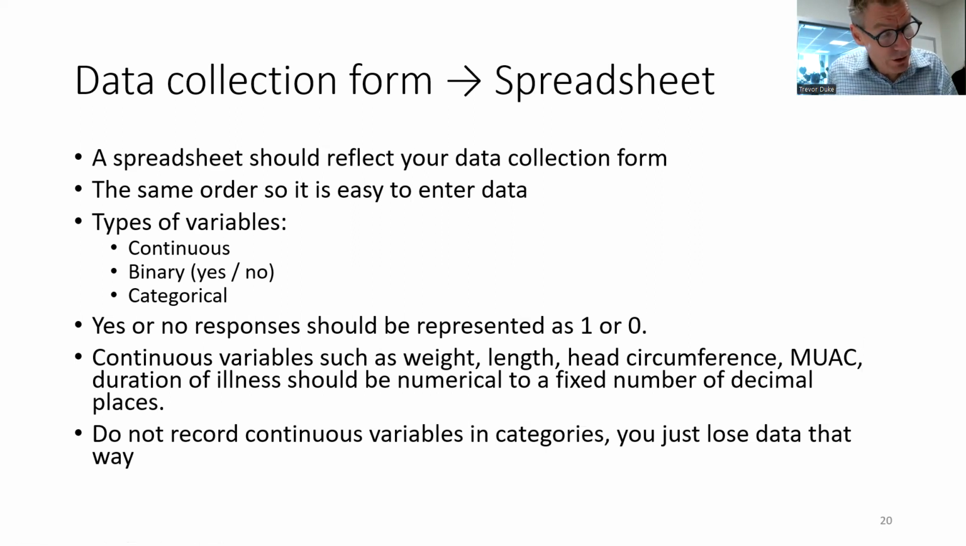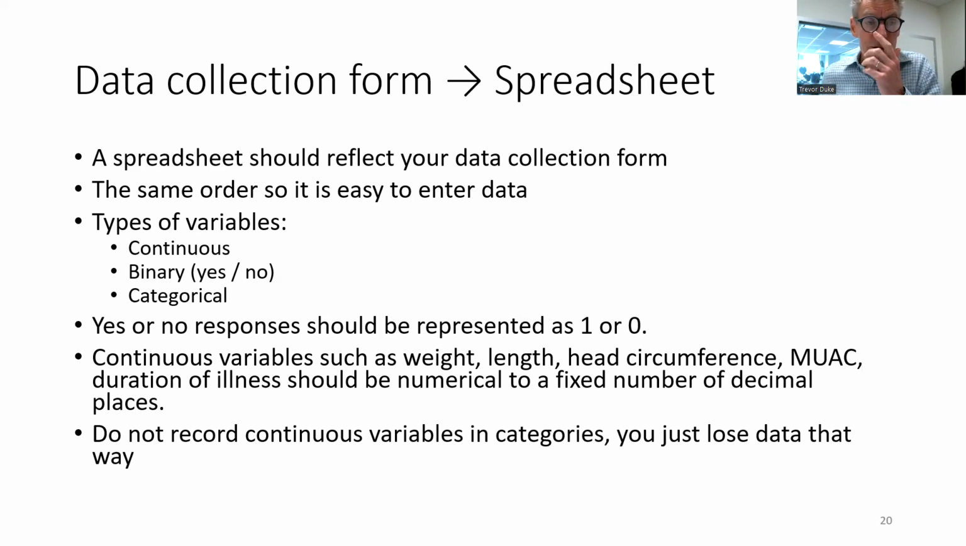Now, if you're putting in continuous variables such as weight or length or head circumference or MUAC, they're all continuous variables. The duration of illness, they're numerical, but only record them to a fixed number of decimal places. And that fixed number of decimal places should be realistic, right? For example, if you're recording a child's head circumference, you can't do that to 3 decimal places, it's not 36.541, because the precision of our measurement doesn't go beyond 1 decimal place. So it could be 36.5, but it can't be 36 point multiple decimal places.